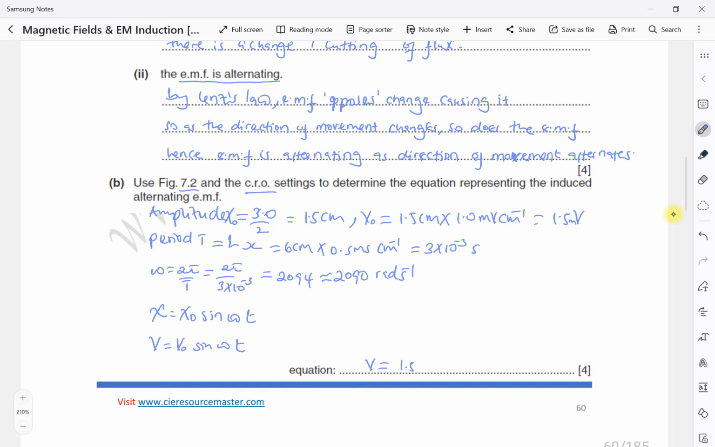1.5 times 10 to the power of minus 3 volts, sine of 2090 times t, or you can write x equals 1.5 sine 2090 times t, whatever you write, but this is the correct pattern. Okay, so I think that is fine, and that should be easy now.